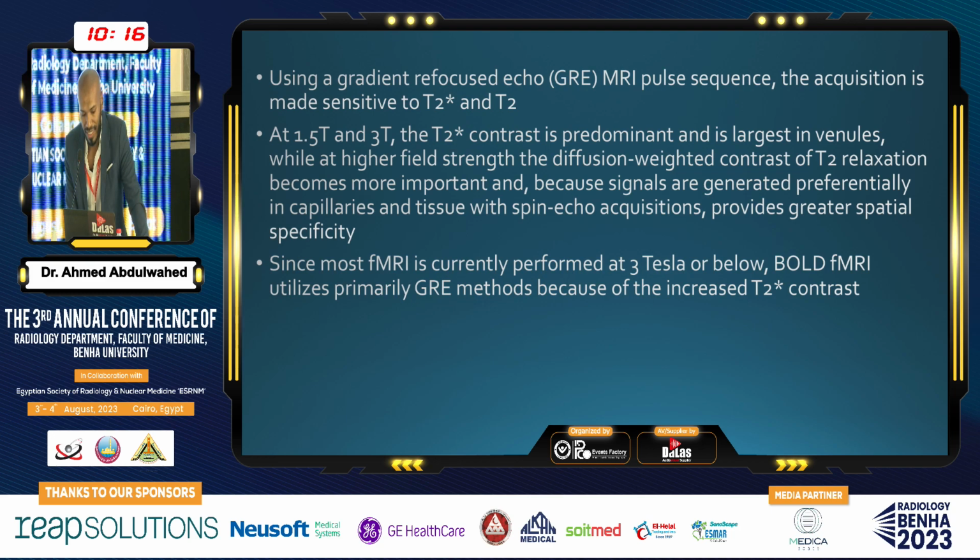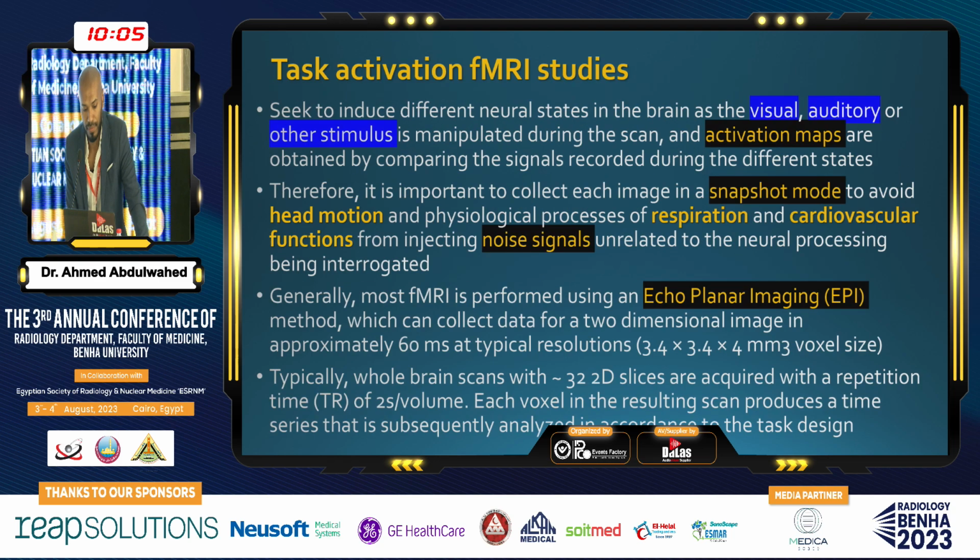Since most fMRI is currently performed on 3 Tesla machines, pulsed fMRI utilizes the gradient echo method more than the spin echo method because of time, of course, and will be very affected by the T2 star effect. Right. What do we do then?